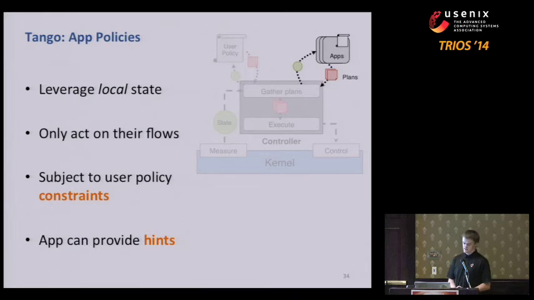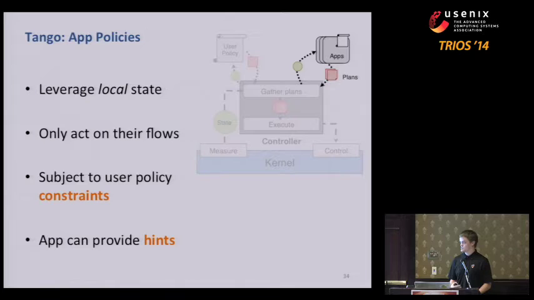In addition to the user policy, Tango supports application policies. These policies run in an application's process space, and the application registers with the controller saying, hey, I have a policy I would like to run. By running in the application's process space, it is able to leverage local state information of the application. For example, if it's a streaming music app, it can look at how empty or full the current playback buffer is as part of its input.